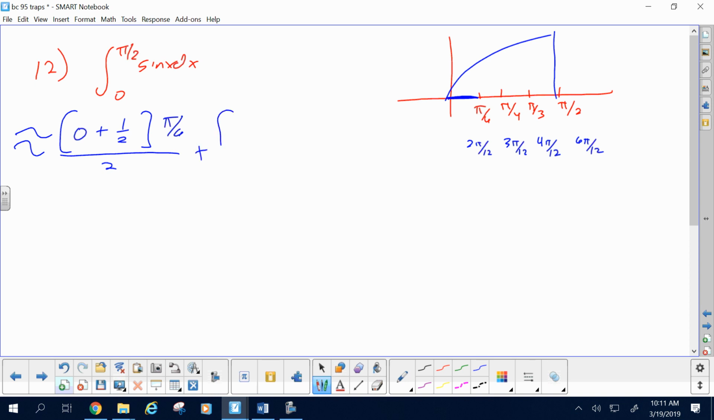The next one, the height goes from pi over 6 to pi over 4, which is 2 pi over 12 to 3 pi over 12. So pi over 12 for the height, right? The bases are sine of pi over 6 for base 1, or bases, excuse me. Base 1 is sine of pi over 6, which is 1/2, and sine of pi over 4, which is root 2 over 2. Okay?